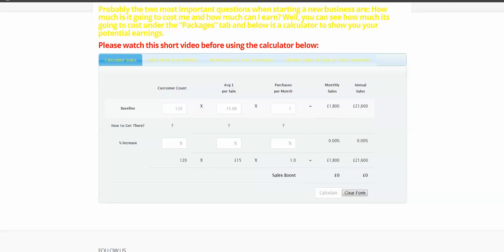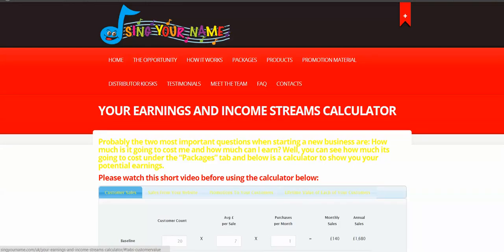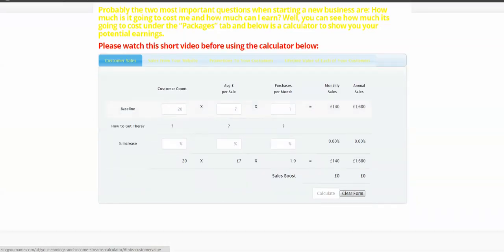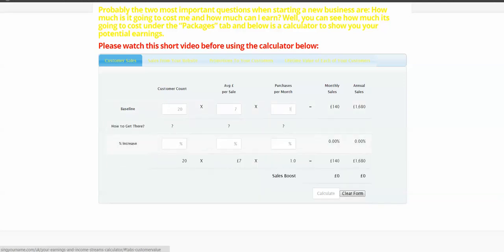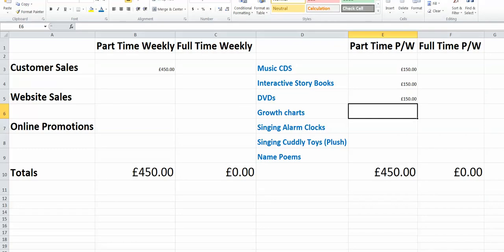That's just 5 a week, so that would be 20 a month. So we're going to sell 20 growth charts a month at an average of £7, and they only make one purchase. So let's just assume they have one child only. Once again, let's click the calculate button, and up comes our new calculation, which is £140 a month, or £1,680 per year. Excuse me, I do have the hiccups while I'm doing this, but hopefully you can get the gist of this. £140 a month, which divided by 4 would be £35 a week. So let's go back into our growth chart here, and we put in the weekly figure of £35.